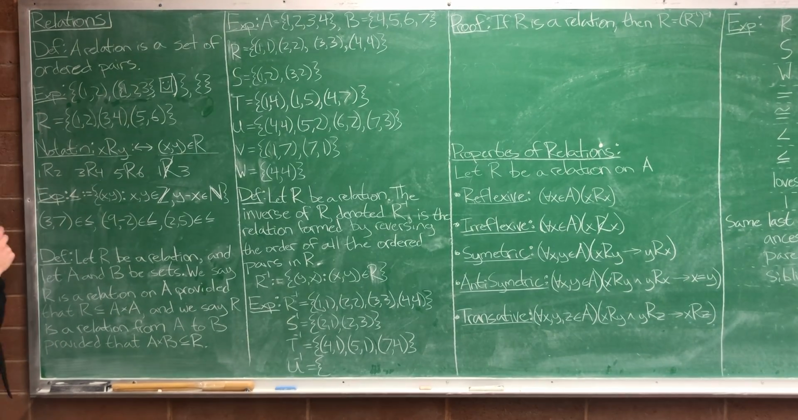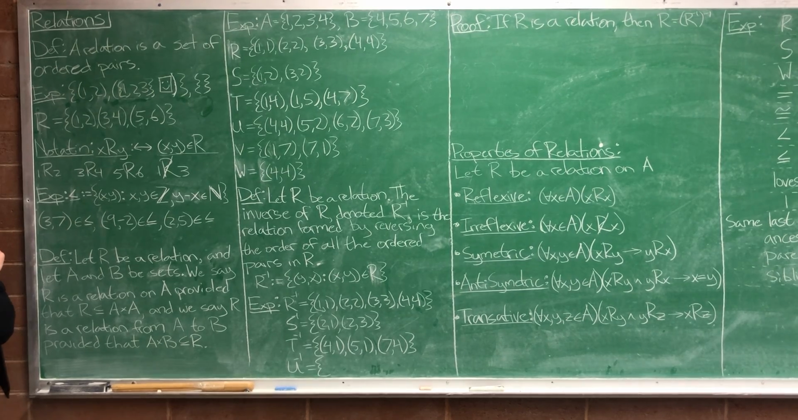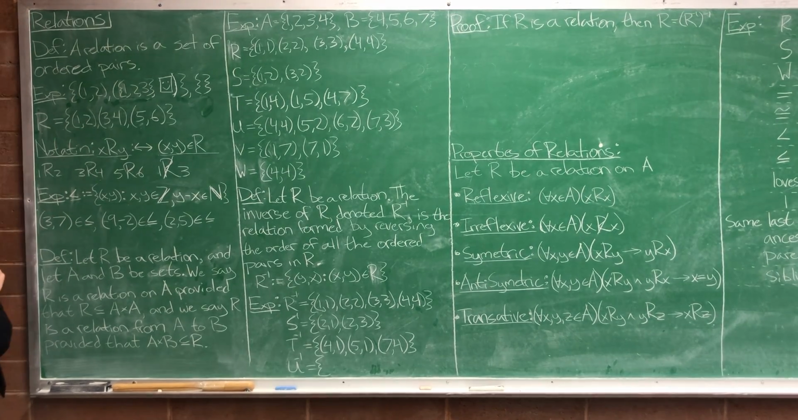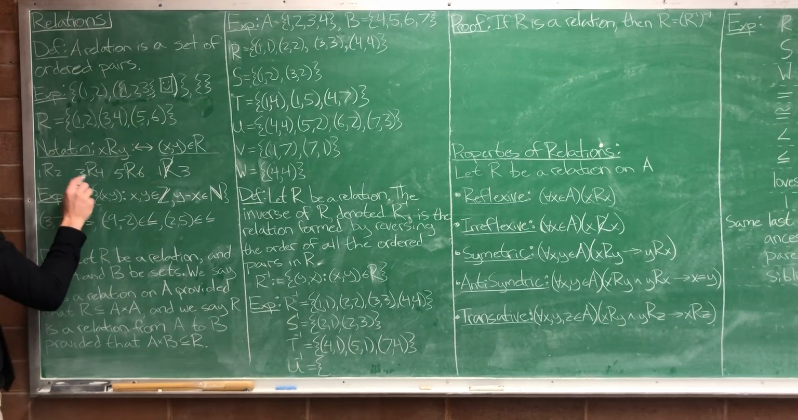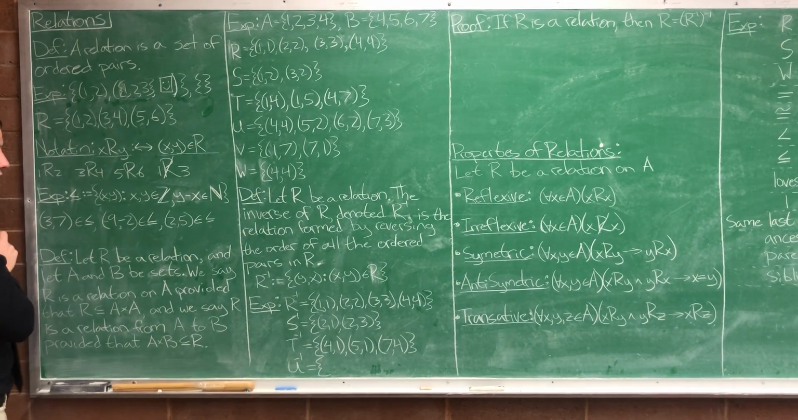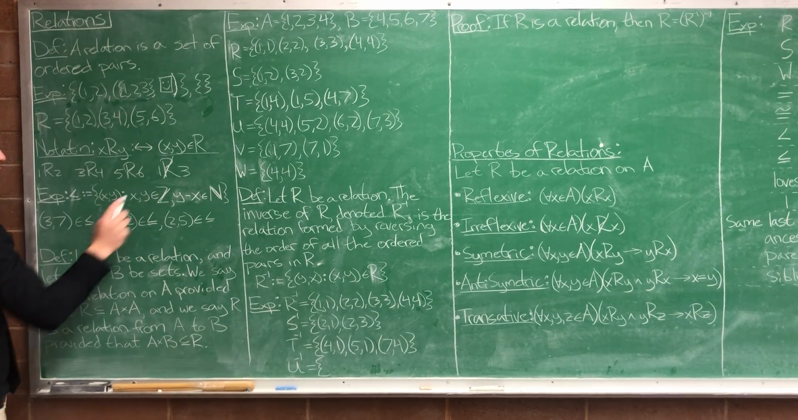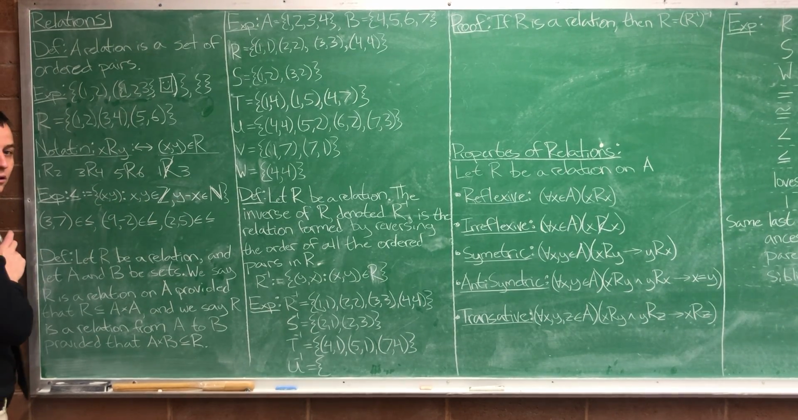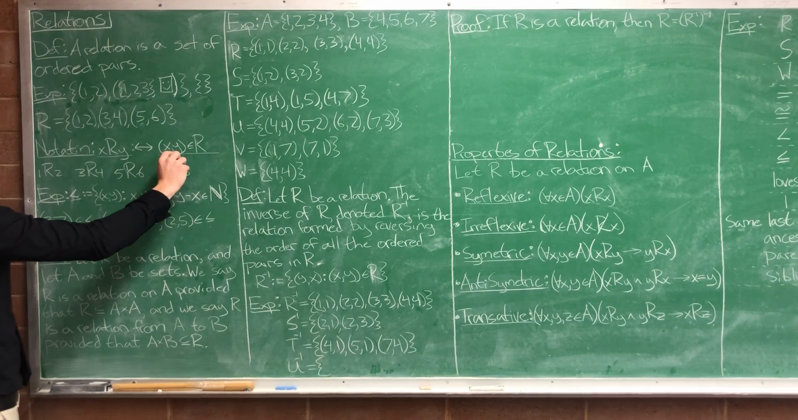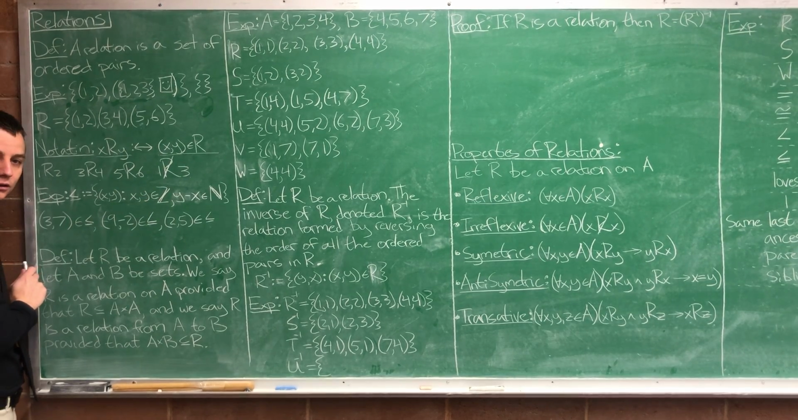So looking up at this relation R, true or false? 1 is related to 2. True, because (1, 2) is in the relation right there. What about 3 is related to 4? True. What about 5 is related to 6? True. What about 1 is related to 3? Not true. So here's how we say they're not related. We put a line through it.